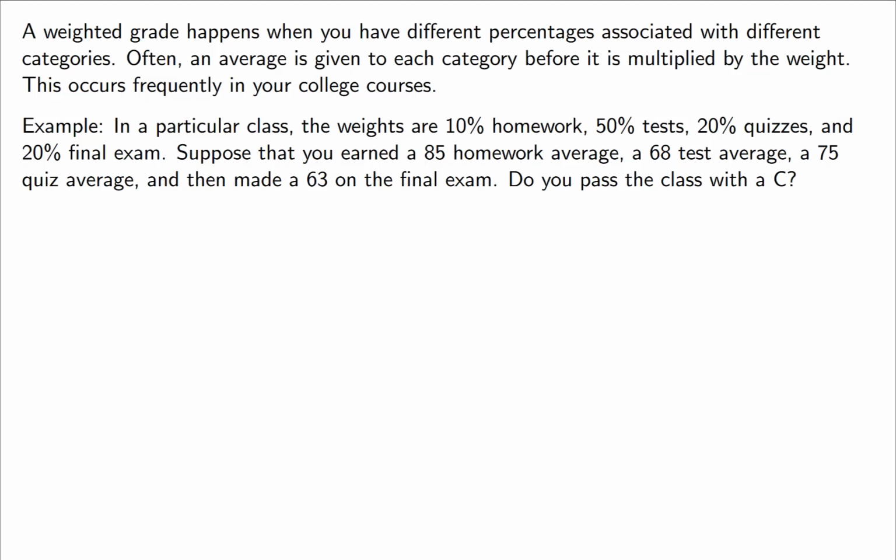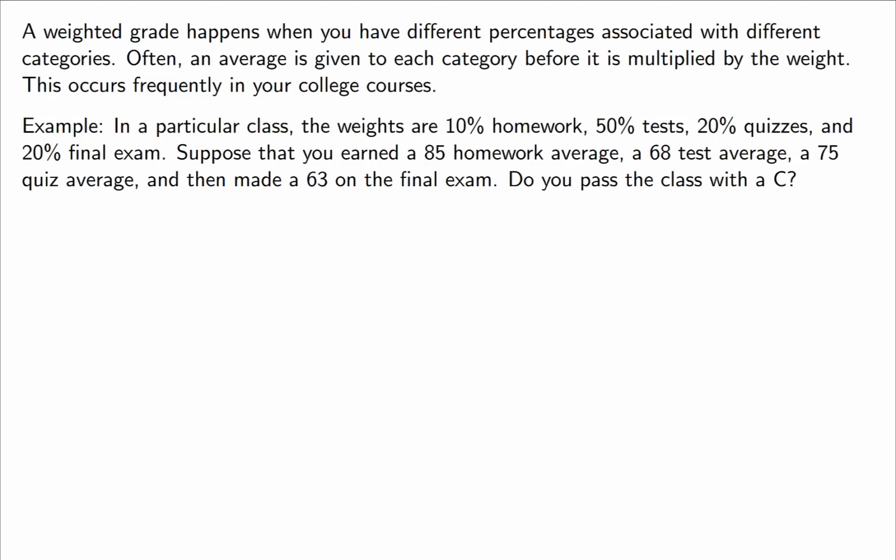Let's look at a particular class with the weights of 10% homework, 50% tests, 20% quizzes, and 20% on the final exam. And then you've got a few scores given to you of an 85 homework average, a 68 test average, a 75 quiz average, and a 63 on the final exam. We want to know, did you pass the class with a C? And we'll just assume a C is a 70 in this case.